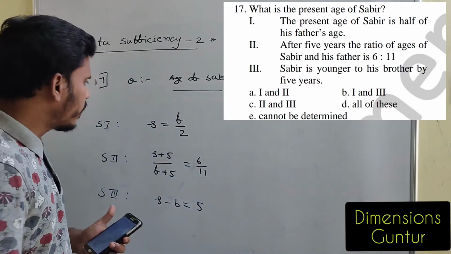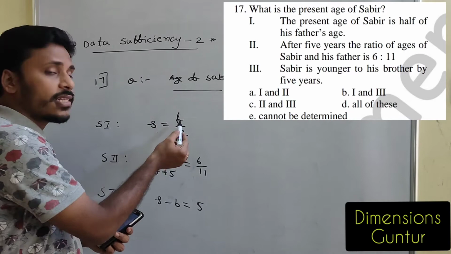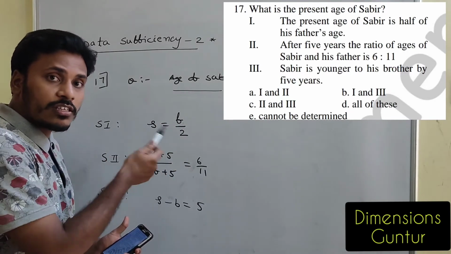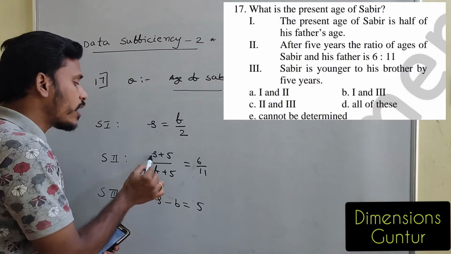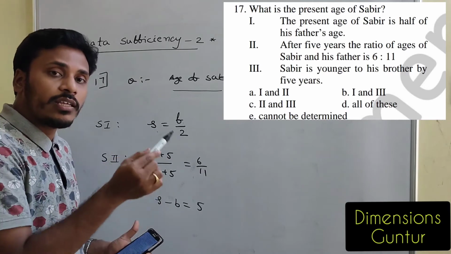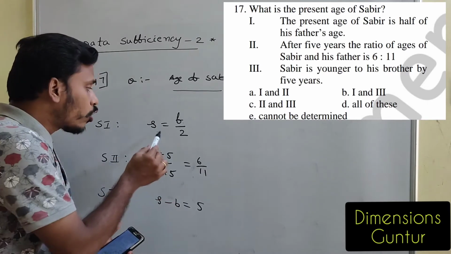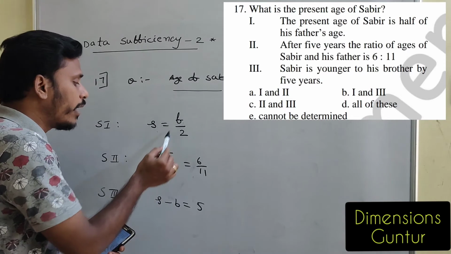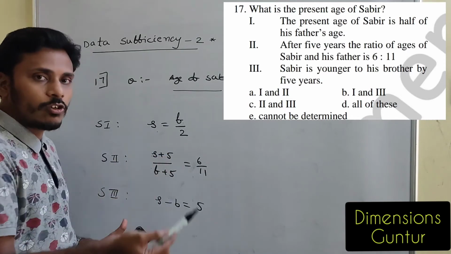See, it is very clear. The first relation has S and F, Sabir's age and father's age. The second relation also has S and F. Since we need to find the age of Sabir, from these two statements, if you eliminate F, easily you will get the age of Sabir.